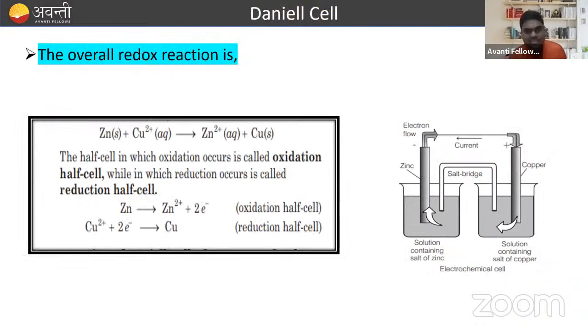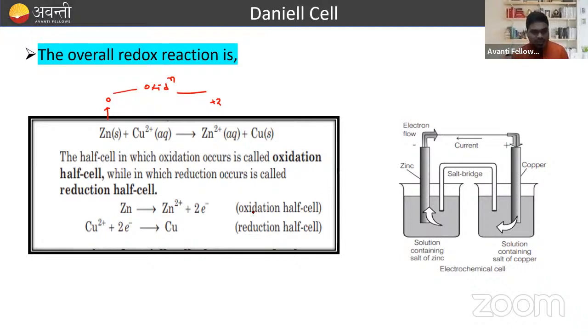The overall redox reaction in the Daniell cell is, for example, you can observe that zinc plus copper will react to give zinc plus copper. So here the oxidation of zinc will take place because here the oxidation number of zinc is 0 and here the oxidation number is 2. So there is an oxidation, right? So oxidation takes place. So we know that zinc undergoes oxidation. Is it clear to you? Right? That is, zinc undergoes oxidation.